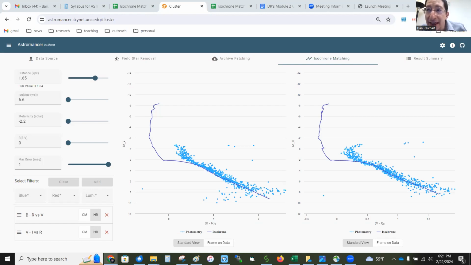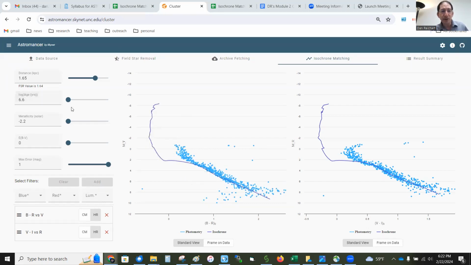Well, iso means same, chrone means time. So these are curves all at the same time. Star clusters, as I've already described, the cloud collapses and the stars form all about the same time. But you end up with stars of different masses, and these stars end up in different places on the HR diagram. These purple curves are isochrones, and each point along the curve corresponds to a star at a different mass. But these are all at the same time.